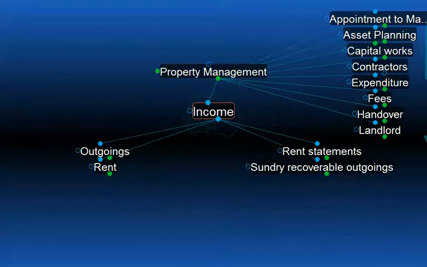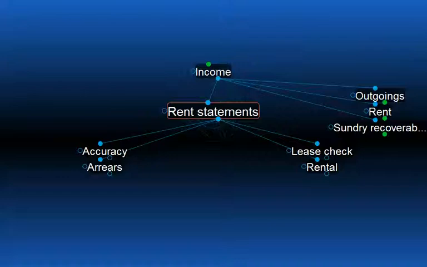So let's go back here and look at some other things. If I was taking over a property today, I'd want to check the rent statements. I'd want to make sure that they are accurate based on the leases. So I would have to check the leases. Of course, I'd want to make sure that the rental is correct based on options, rent reviews, third income streams, licenses, any extra car parking, etc. You check it all.